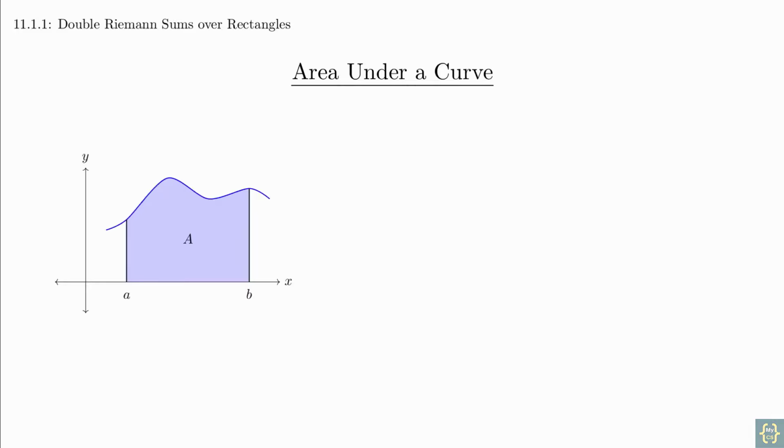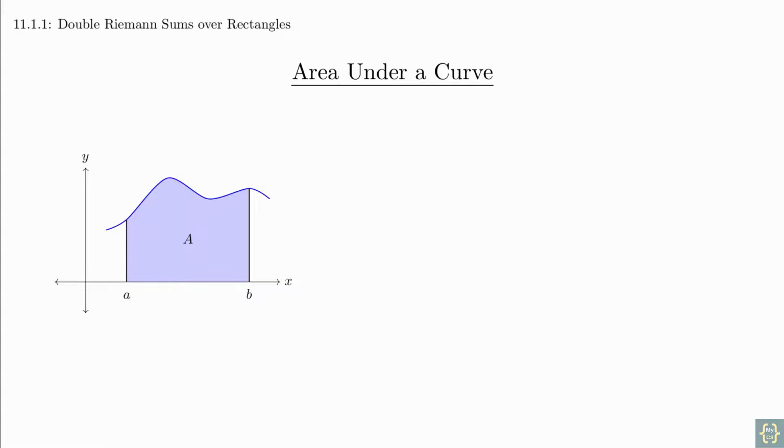In single variable calculus, we were able to think of integration as area under a curve. Our goal with this chapter is to increase the number of dimensions and think of integration as volume under a surface. But before we can do that, we need to do a review of the ideas we used in single variable calculus. Suppose we have a function y equals f of x, and that we are interested in the area under the curve between x equals a and x equals b.